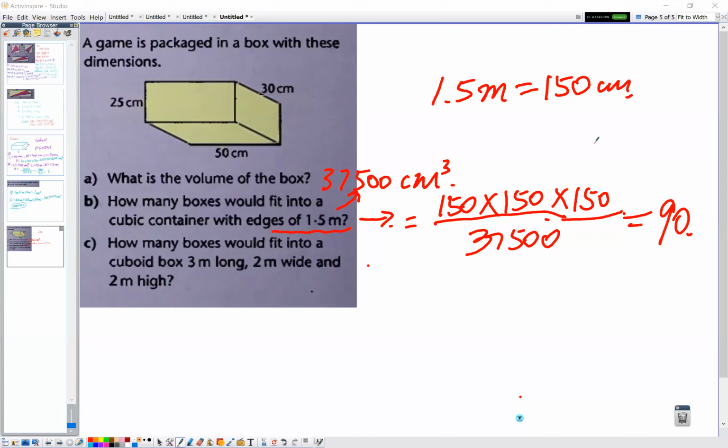Can we find the total volume first? So find out the total volume. The question tells you it is 3 by 2 by 2. So in that case, what do we have to do here? Can we find out the total volume?